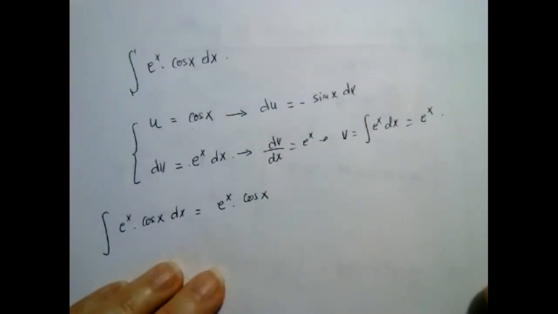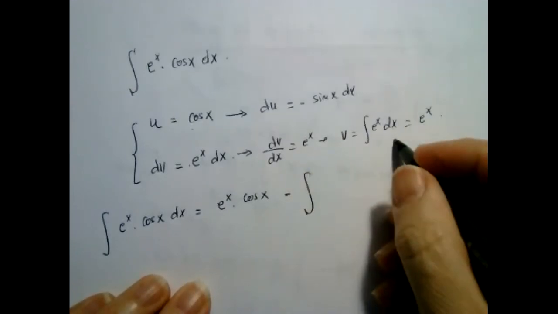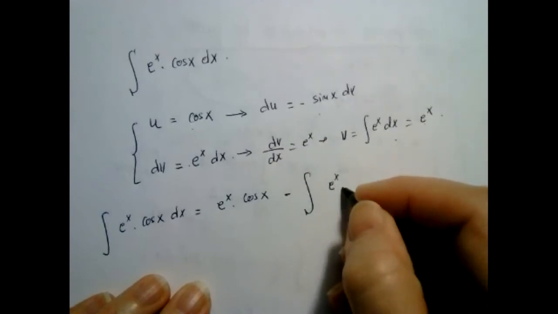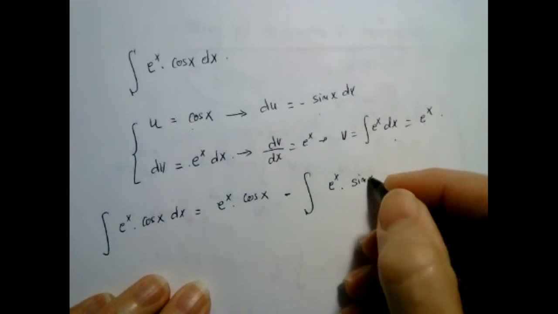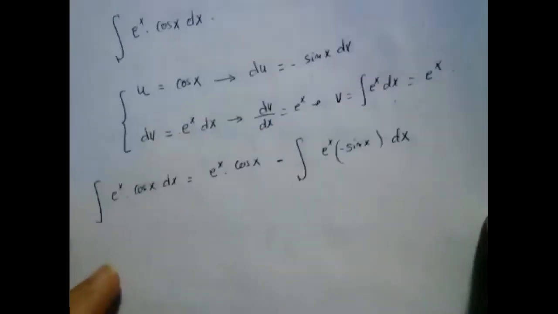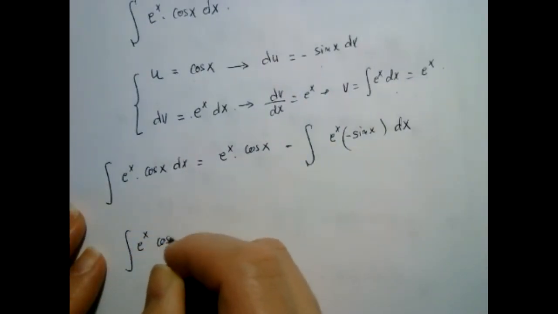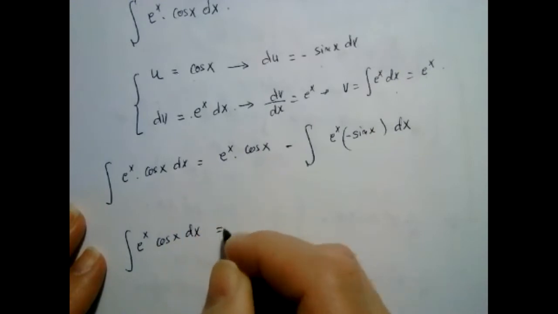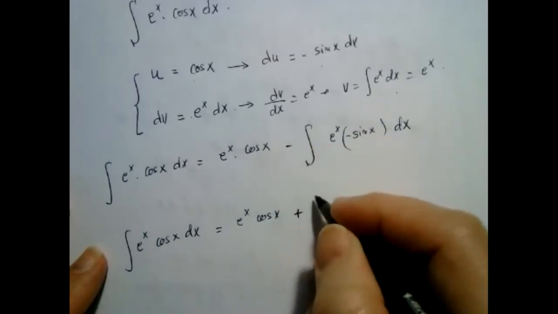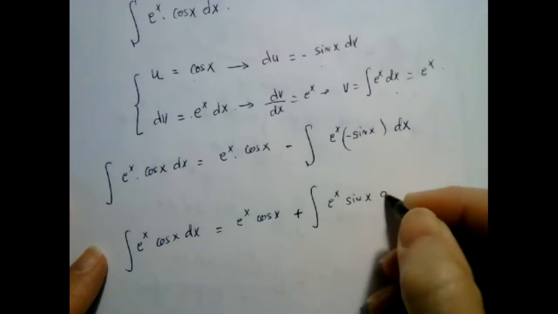It's just better. Minus the integral of v du. So I will have e to the x, and I will have minus sine x dx. So this will tell me that the integral of e to the x cosine x dx is e to the x cosine x minus, it's a plus, the integral of e to the x sine x dx.